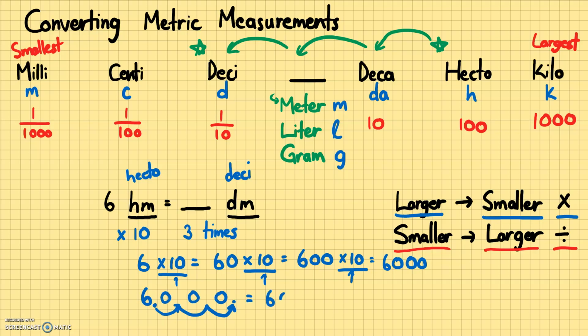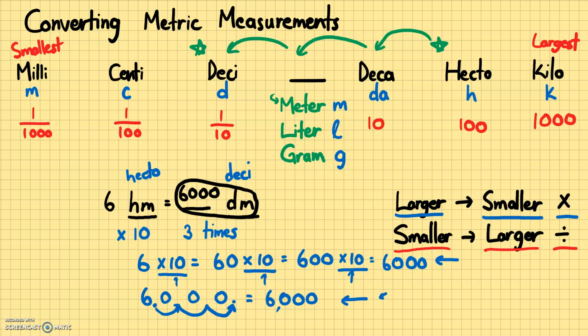So that way you're going to get 6,000. I think this way you get the same answer, but I think this way is a little bit faster and easier. Okay, so we're just moving the decimal point 3 times when you're multiplying by 10 3 times. So our answer is going to be 6,000. Okay, so 6 hectometers, when you convert 6 hectometers to decimeters, it's going to equal 6,000 decimeters.